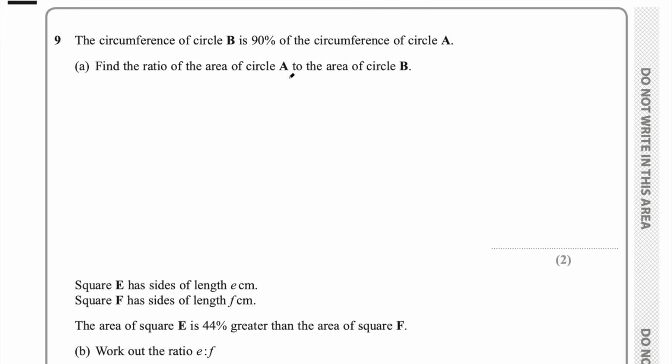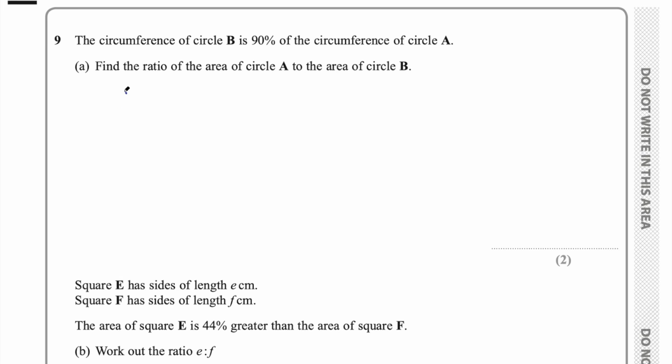Find the ratio of the area of circle A to the area of circle B. Now there is a relationship here between the ratios of the areas and the ratios of the circumferences because all circles are similar, so we're talking about similar shapes here. But first let's think about how we can represent this ratio of the circumferences.